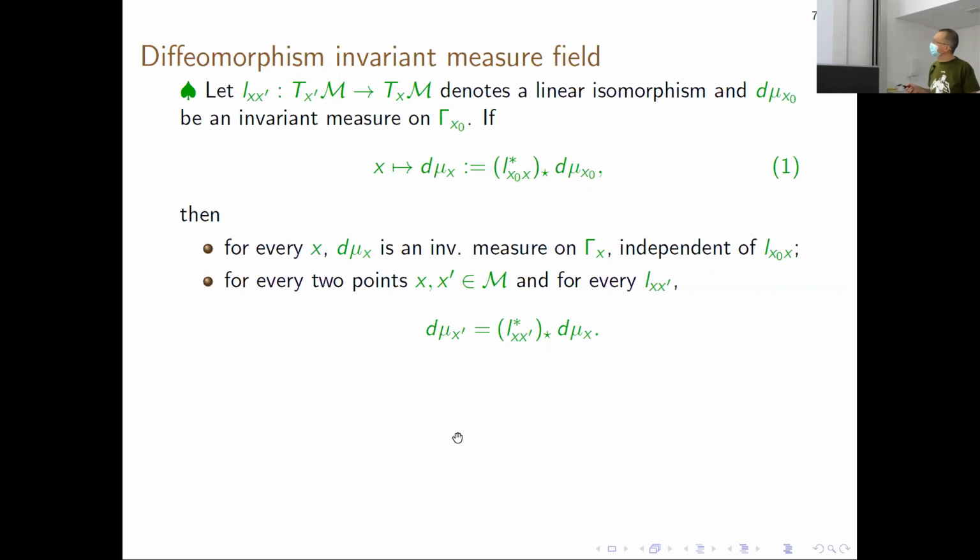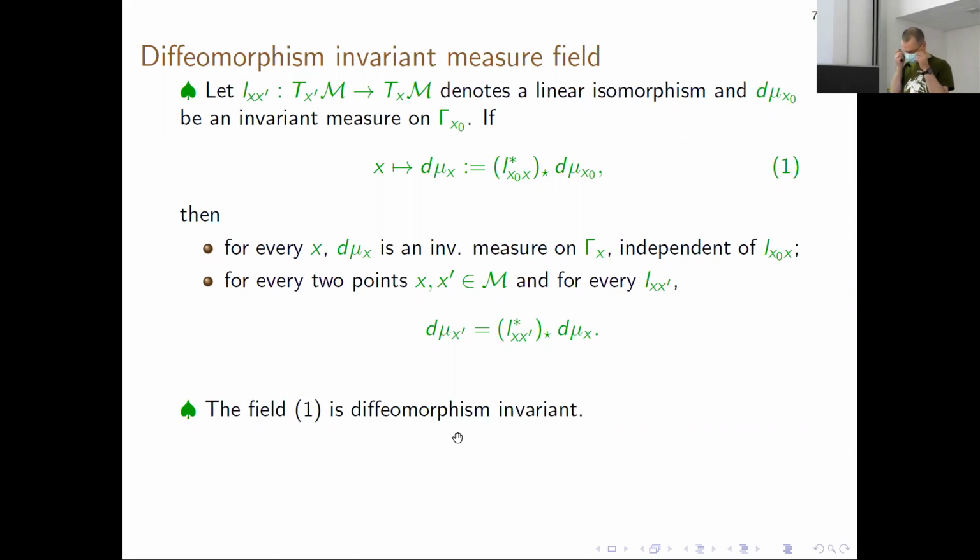Moreover, if you have any two points, x and x prime, and any linear map between the corresponding tangent spaces, then the following formula holds. And in fact, this formula means that this measure field is Diffeomorphism invariant, because this linear isomorphism can be given as a tangent map given by a Diffeomorphism which maps this point to this one. So this field is Diffeomorphism invariant.